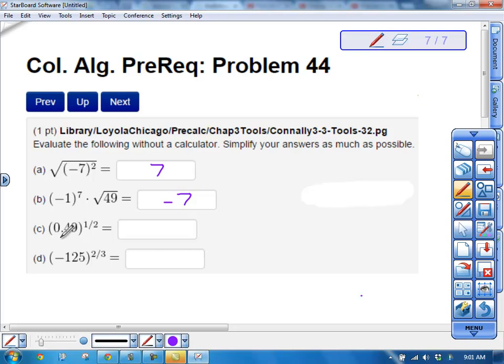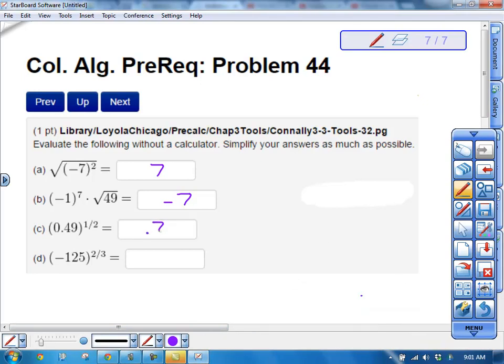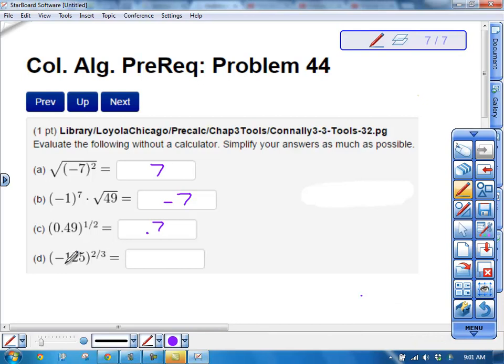Next one, 0.49 to the 1/2. I'm trying to do this without a calculator. So we're trying to take the square root of 0.49. This would be 0.7. Next one, same thing, -125. Let's do the cube root first. So the cube root of -125 is -5, and then we're going to square that. So -5 squared gives you positive 25.